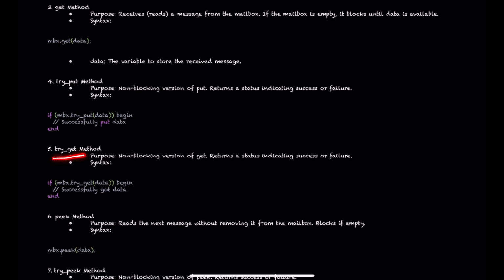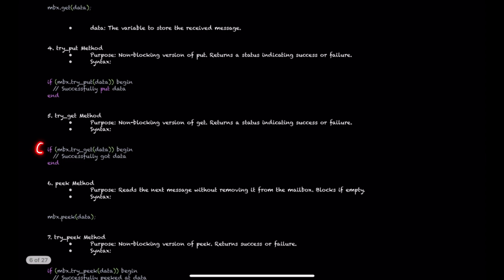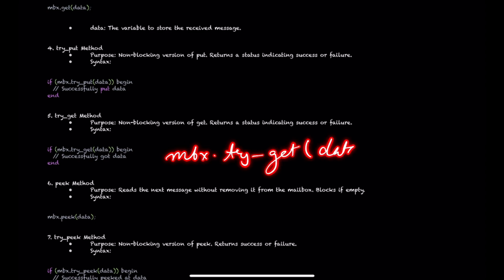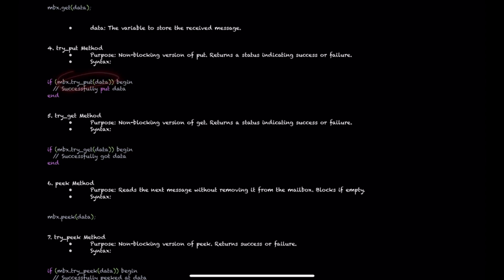Similarly, the try get method is a non-blocking version of get. It will return a status indicating success or failure. We can use it in an if, and the syntax is mbx dot try_get, data. So this is how to use the try get and try put methods.